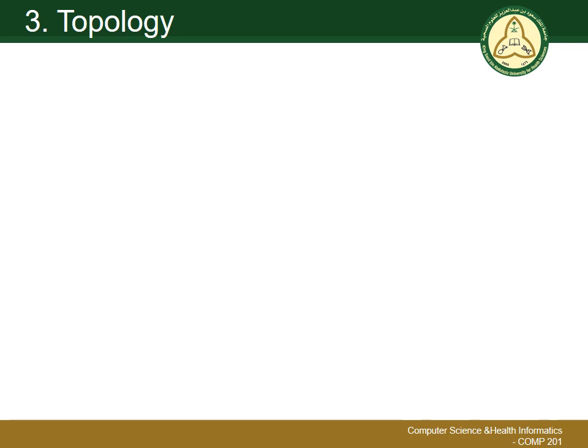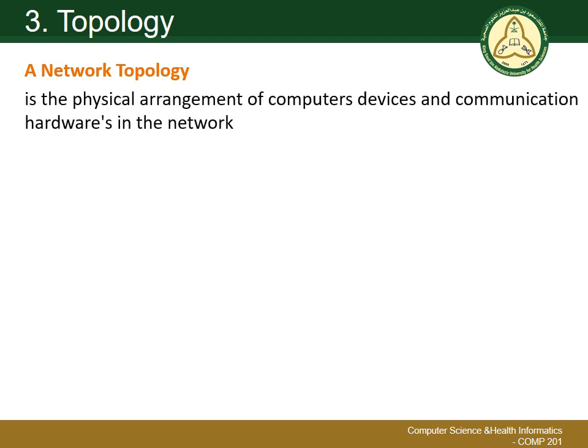Third category of our network is the topology. The topology is the arrangement of the devices on the network, how the devices are arranged. Network topology is the physical arrangement of computer devices and communication hardware in the network.